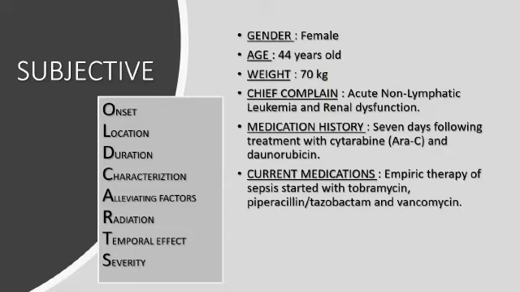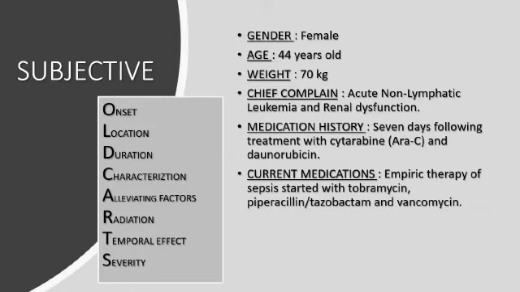So, in our given data, we conclude that the gender of the patient is female, her age is 44 years, while her weight is 70 kg. She has a complaint of acute non-lymphocytic leukemia and renal dysfunction, while her medication history is 7 days following treatment with cytarabine, Ara-C, and daunorubicin. Her current medications are empiric therapy for sepsis, started with tobramycin, piperacillin, and tazobactam along with vancomycin.